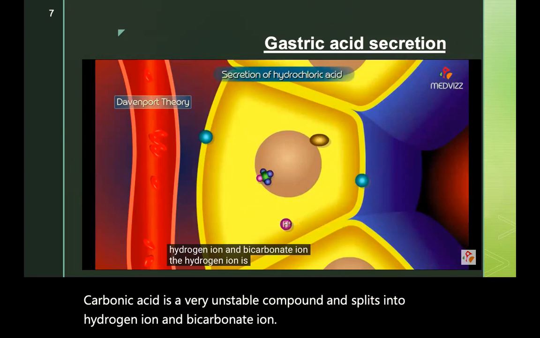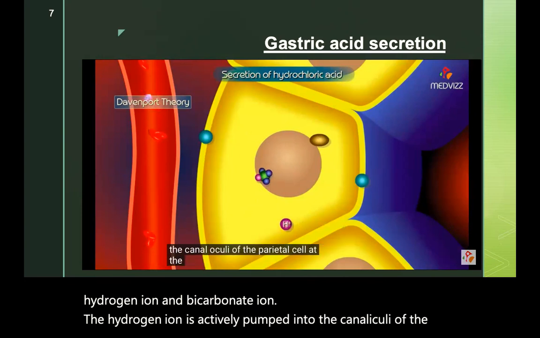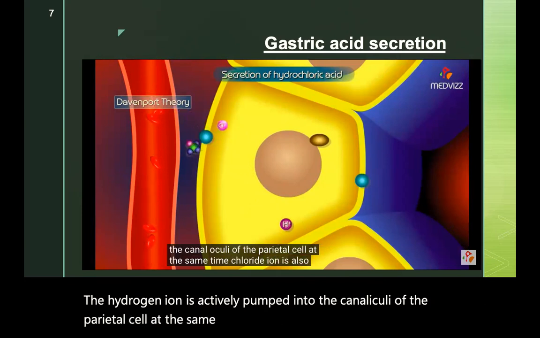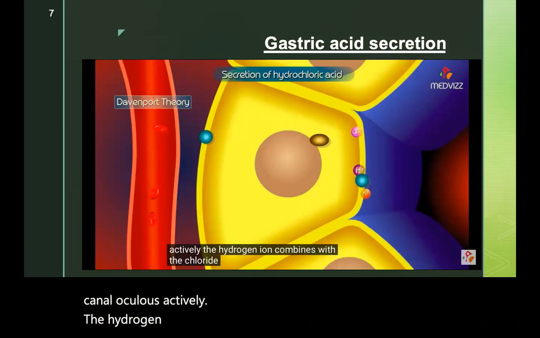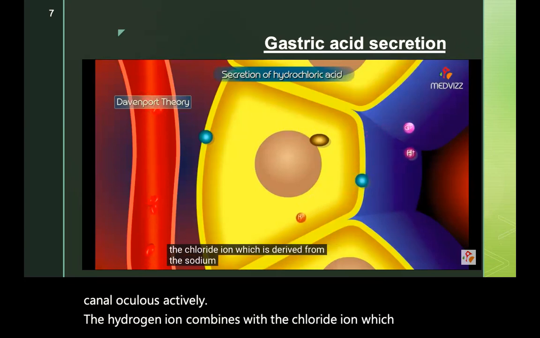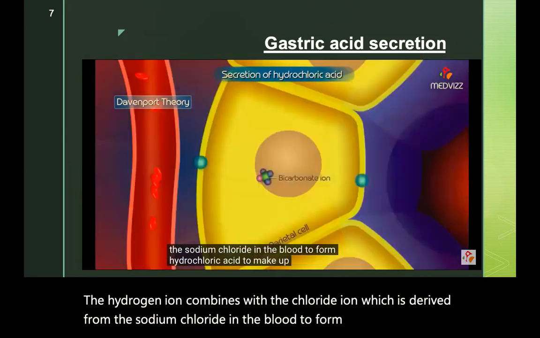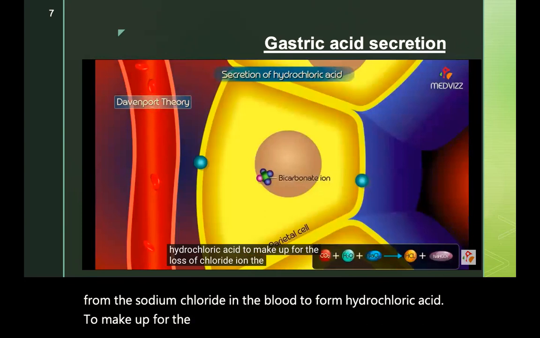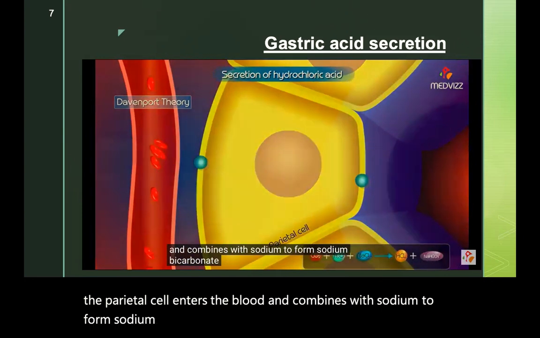The hydrogen ion is actively pumped into the canaliculi of the parietal cell. At the same time, chloride ion is also pumped into the canaliculus actively. The hydrogen ion combines with the chloride ion, which is derived from the sodium chloride in the blood, to form hydrochloric acid. To make up for the loss of chloride ion, the bicarbonate ion from the parietal cell enters the blood and combines with sodium to form sodium bicarbonate.